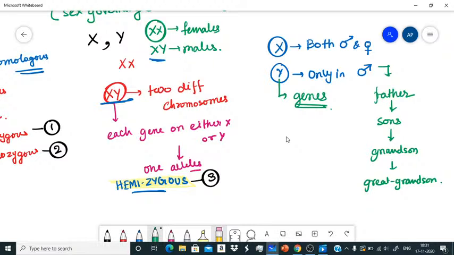Right. Now, the genes which are present on the Y chromosome are known as holandric genes, and the traits expressed by those genes are known as holandric traits. So what is the meaning of holandric? Andric means male, whole means completely. So these are completely male traits or characteristics. The better term is to use characters: holandric characters.